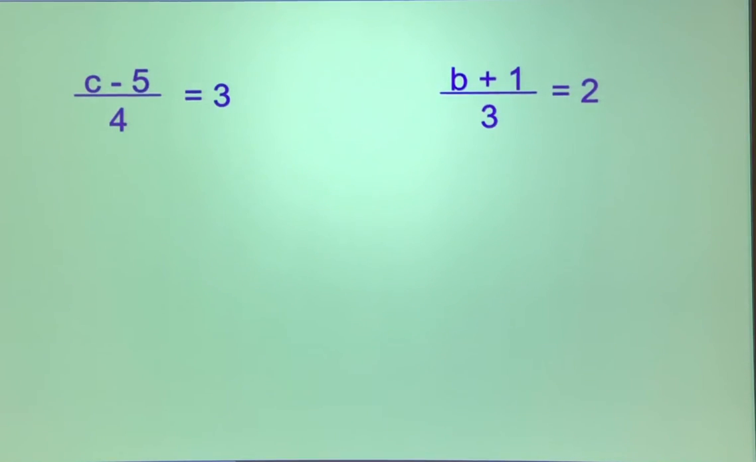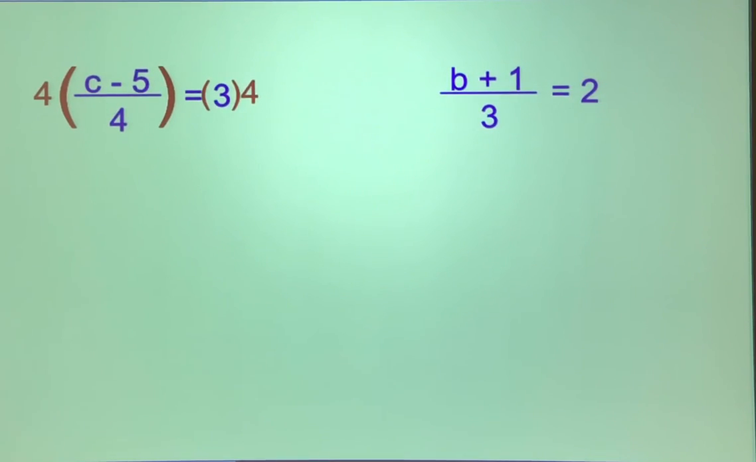Both these equations have addition or subtraction in them, and then they both have division. But if you notice, in this case, the addition and subtraction is above the division bar and the whole thing is being divided. In that case, we've got to undo the division first. So since on the left-hand side it says c minus 5 divided by 4 is equal to 3, since they're dividing c minus 5 by 4, we have to undo that before we can do anything else. So we're going to multiply both sides by 4.